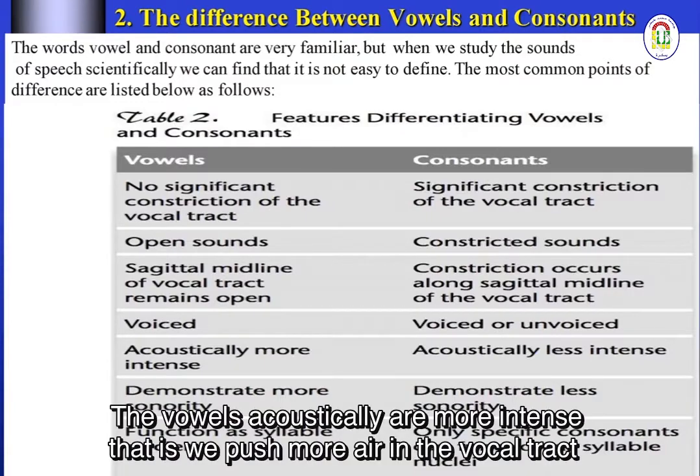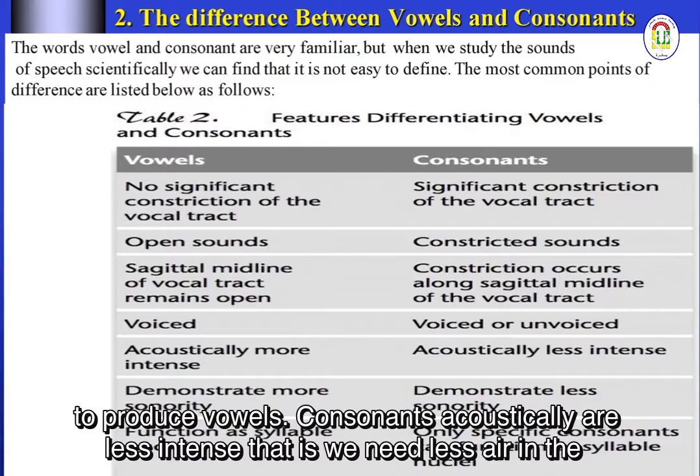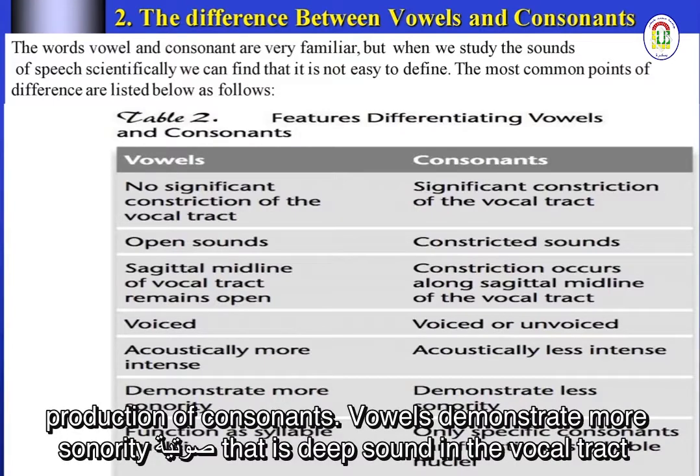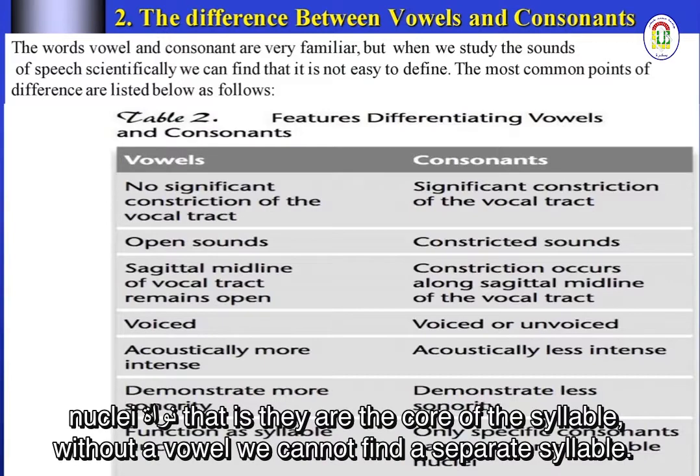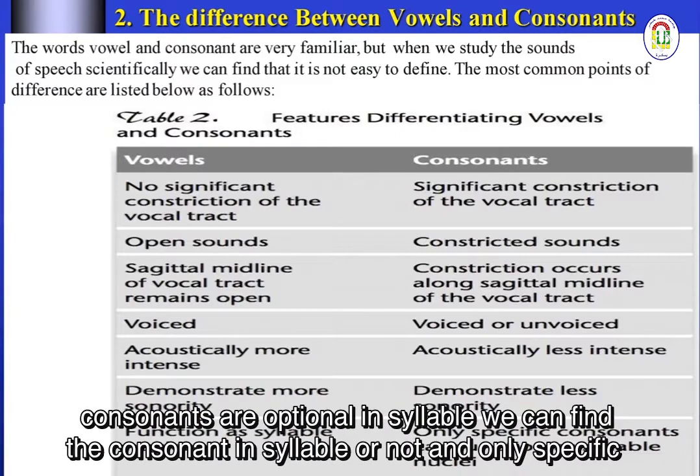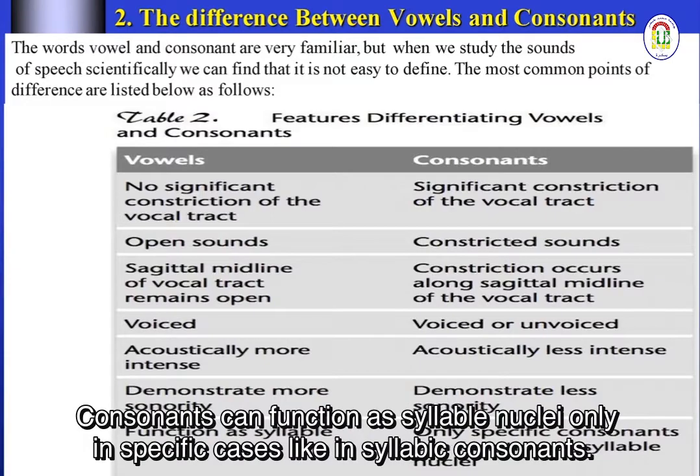The vowels acoustically are more intense, that is, we push more air in the vocal tract to produce the vowel. Consonants acoustically are less intense, that is, we need less air in the production of consonants. Vowels demonstrate more sonority, that is, deep sound in the vocal tract. In consonants, we have less sonority, because most of them are voiceless. Vowels function as syllable nuclei, that is, they are the core of the syllable. Without a vowel, we cannot find a separate syllable. Consonants are optional in a syllable. We can find a consonant in a syllable or not. And only specific consonants can function as syllable nuclei, only in specific cases, like in syllabic consonants.